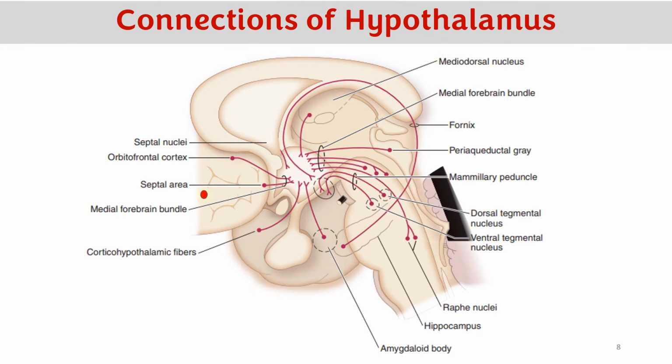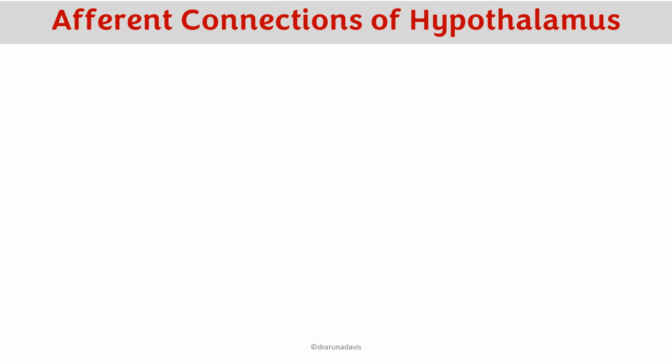So first we'll see the afferent connections of the hypothalamus. What is meant by afferent connections? It means that it is through these connections that the hypothalamus knows what is happening around it. So from the different areas of the CNS to the hypothalamus we have information being passed on. So we'll see what these afferent connections are.